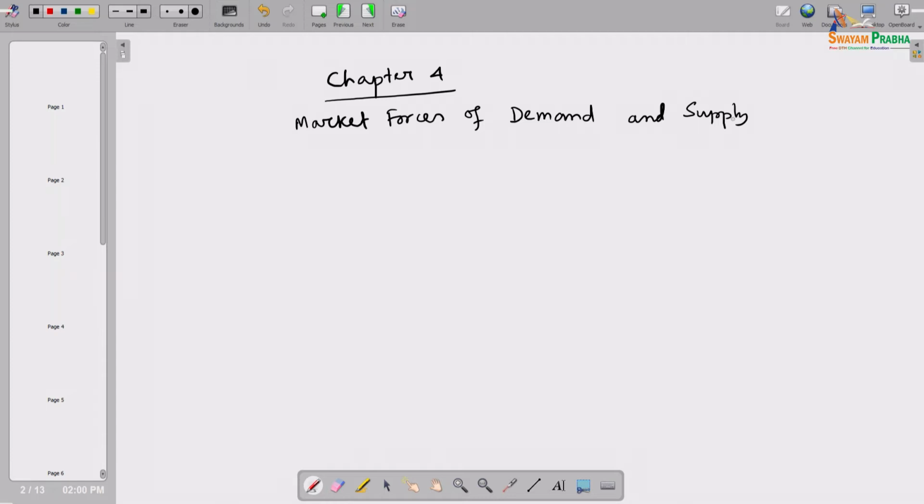Okay. So, first, what is market? We have defined market so many times in the earlier lectures. Still, let me remind you what is market. Market is an organization where customers and sellers interact with goods and services. They exchange goods and services through this platform. That platform is called market. That is market. And then demand and supply.